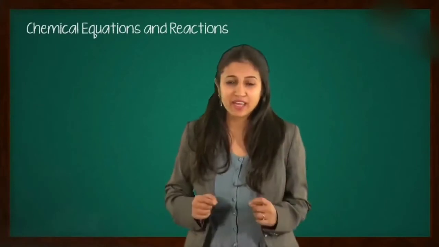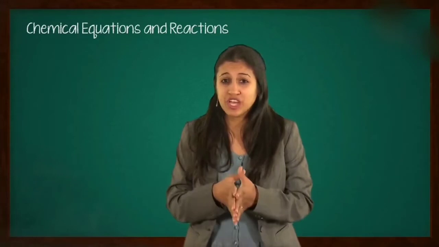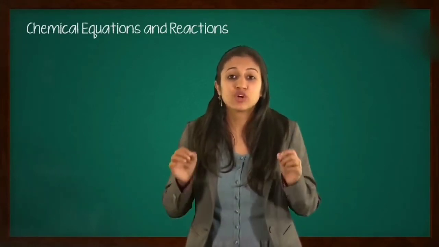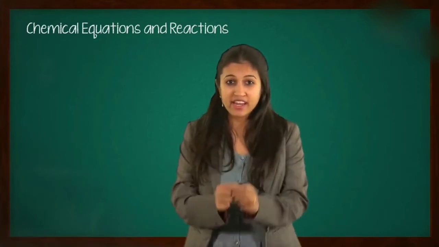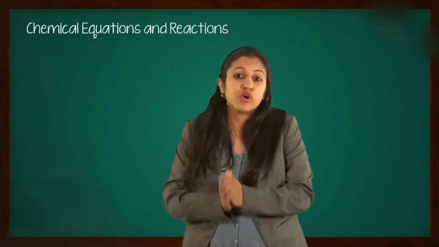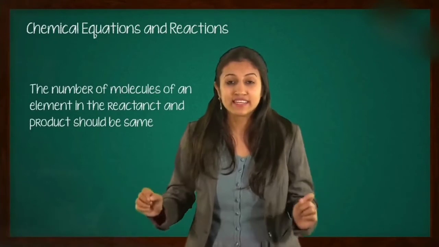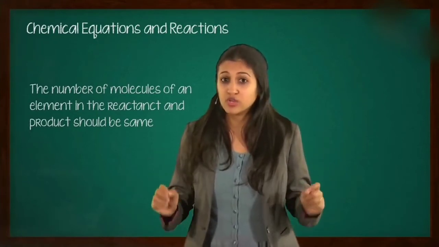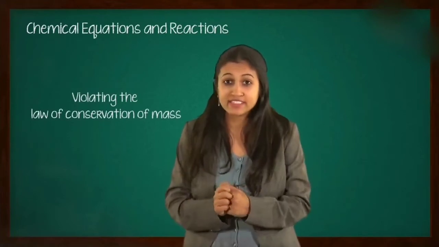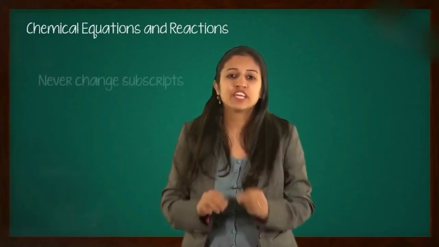Chemical equations and chemical reactions made very, very simple. You learned what chemical equations are and how it makes life simpler for us by summarizing the entire process of the reaction in just one line. And know that chemical equations need to be balanced. That means the number of molecules of an element in the reactant and the product need to be exactly the same. If not, you're violating the law of conservation of mass, and also you're making the great scientist Antoine Lavoisier very, very angry. Remember that you can never change subscripts.